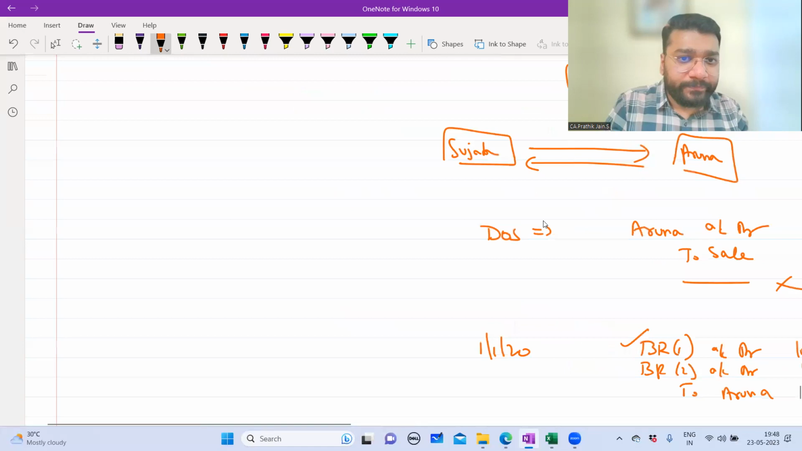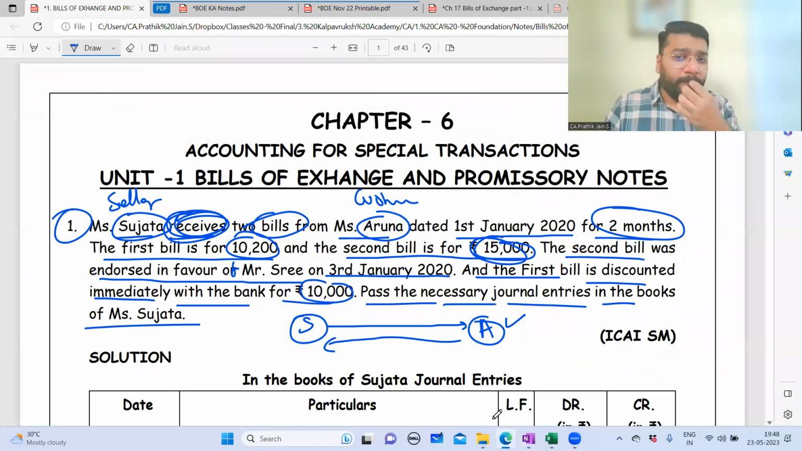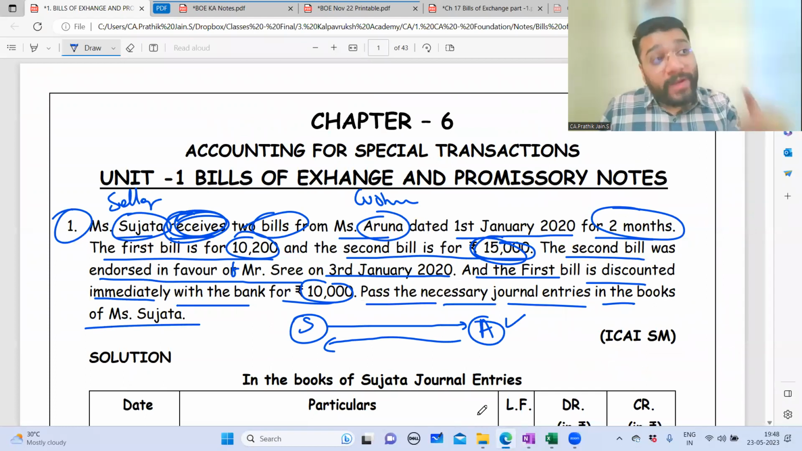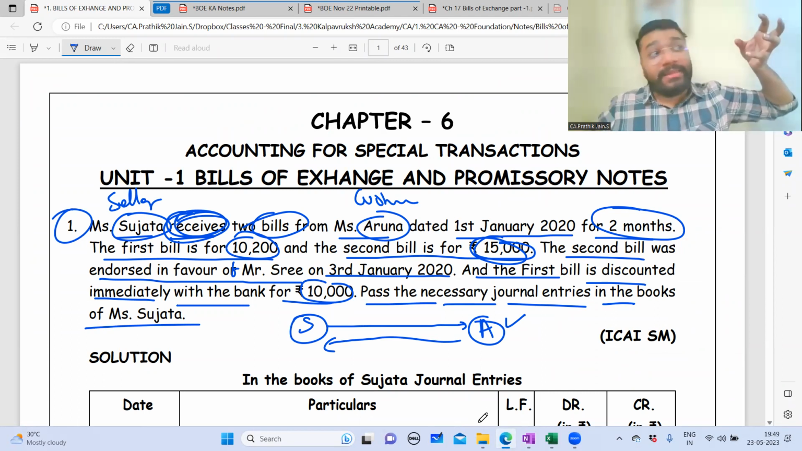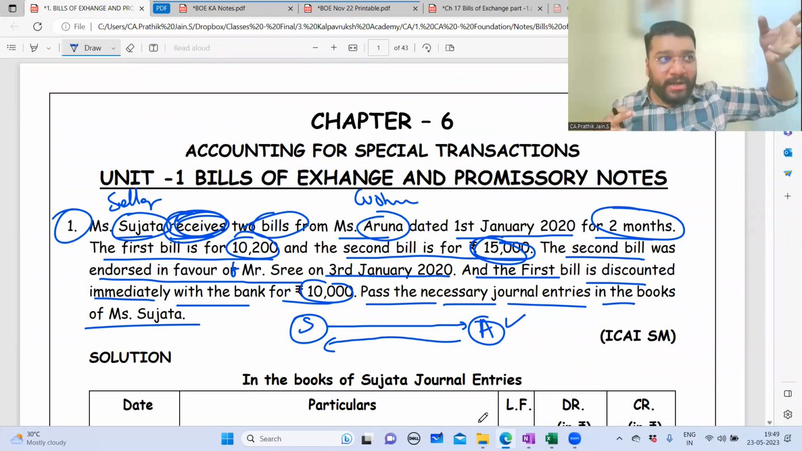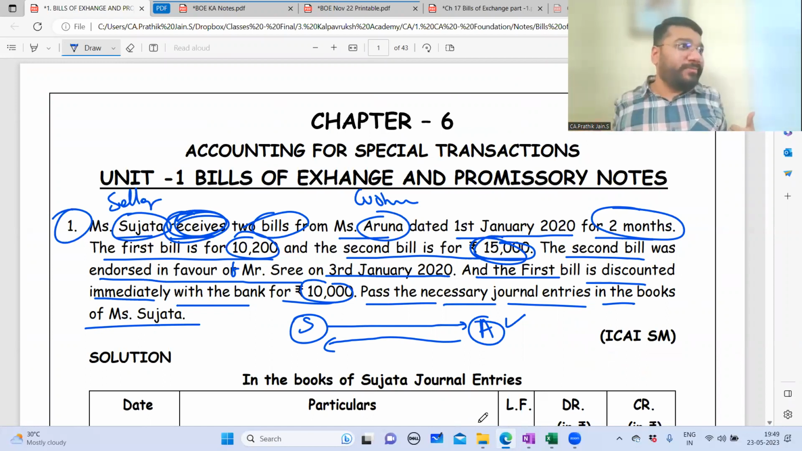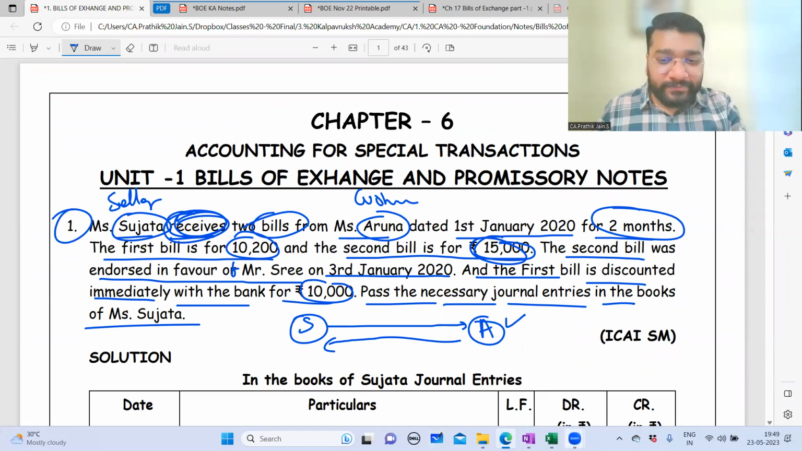Yes, Akash. Why? What is the worth of the goods that you have sold? 25,200. When you went to the banker, you got 200 rupees less. No. First the sale transaction, then later the discounting transaction. So you sold the goods for 25,200. In the 10,200 worth bill you gave to the banker, the banker paid you 10,000. But you did sale worth 10,200 only, no? Plus 15,000, which is 25,200. Correct, no?